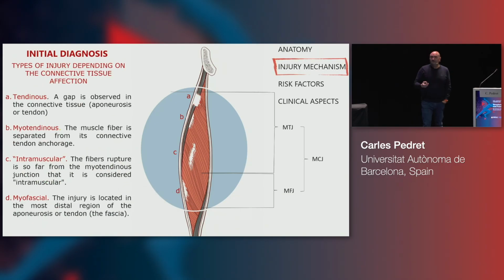So we also need, in the initial diagnosis, to look at the injury mechanism. It's not the same, a high-energy mechanism as a low-energy mechanism, for example, and consider all the individual risk factors that we can see in every individual, and obviously the clinical aspects.